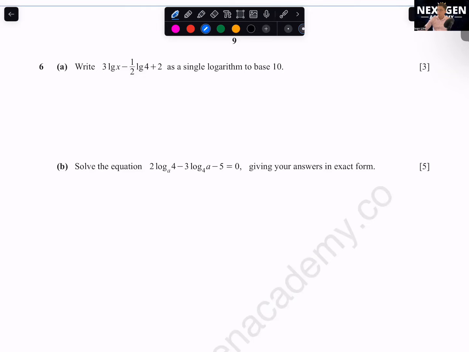Log question. Write this equation as a single logarithm to base 10. So change it all to lg first, because lg is log 10. So here will become log x cubed minus log 4 to the power 1 over 2, plus 2 will be 2 log 10. Here will become log x cubed minus log 2 plus log 10 squared. 10 squared is 100. Plus, you will multiply; minus, you will divide. So 100x cubed over 2. We should get log 50x cubed.